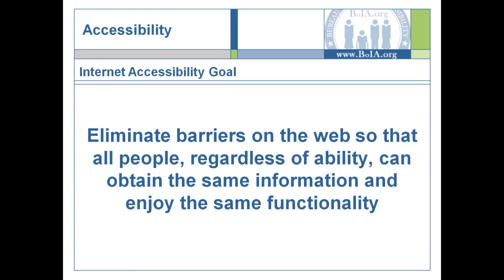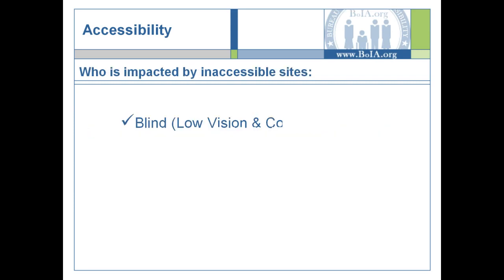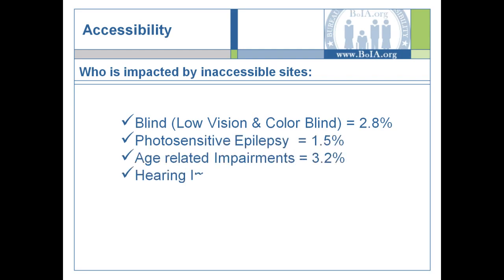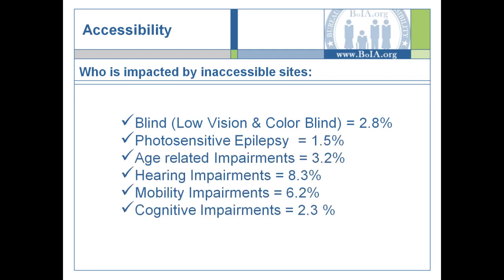The goal of our tool is to eliminate the barriers on the web and on websites so that anybody, no matter what level they're at, can access the information on your website. There's no discrimination there. As far as who is affected by these barriers, it is anybody who is blind, has low vision, is photosensitive, or has age-related impairments. And with the growing older population, your audience is growing larger.